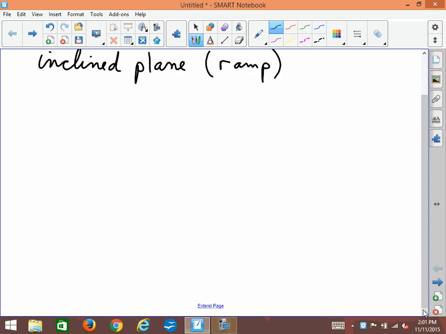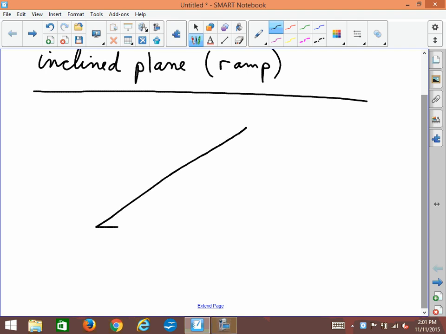All right. An inclined plane is a different kind of simple machine. And we've already talked about the wheel and axle and gears and pulleys and the lever. So let's talk about the inclined plane today. This will be a short one and not too difficult, I don't think. So let's draw a picture of a ramp. Now what does a ramp do?